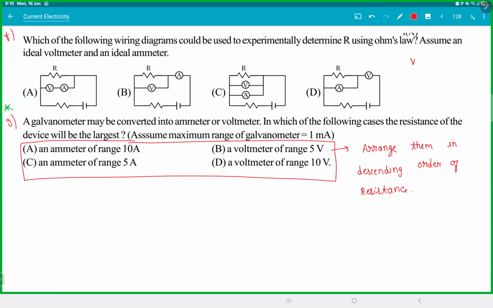So what is Ohm's law? V is equal to IR. So you need to find the voltage and the current. Voltmeter must be in parallel. Ammeter must be in series. Easy. Get me the answer for G. Arrange them in the descending order of resistance, the biggest one to the smallest one. Get that, I'll give you a minute.